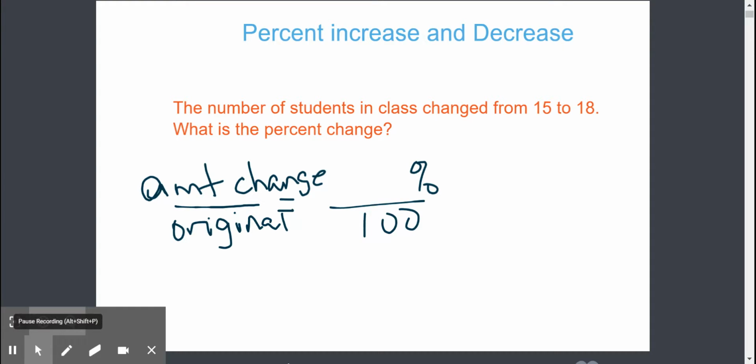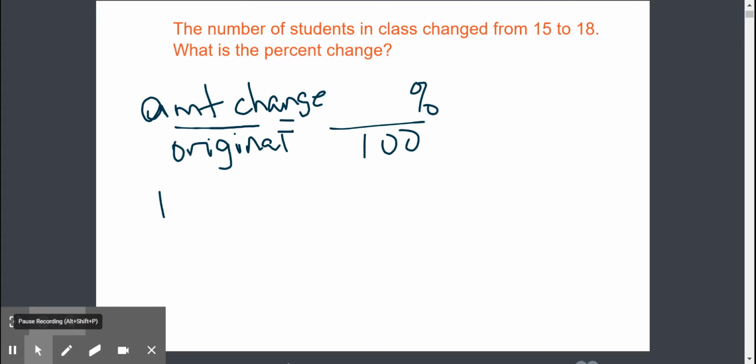Okay, so how do we find the amount of change? Our first step is going to be to find the change. How much did it change? Let's look at this problem. It says the number of students in class changed from 15 to 18. So let's talk about just the change. By how many students did it change? 3. By 3. How do we get that 3? You subtract 15. So your first step is to find the amount that it changed.